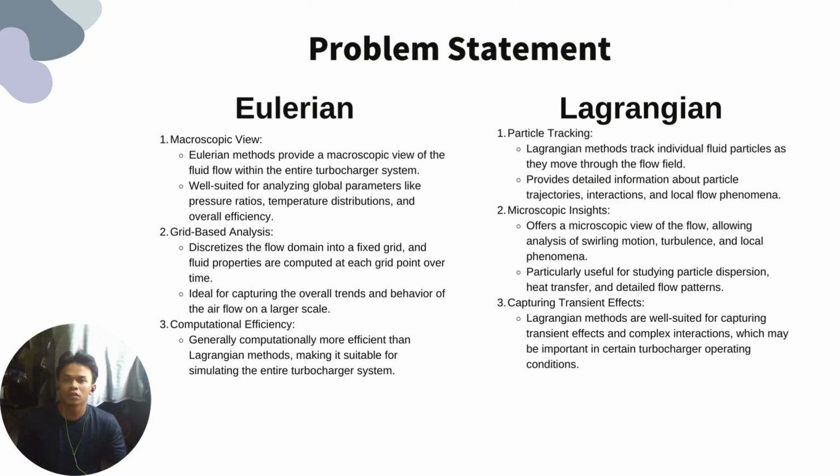For the combined approach, for hybrid simulation, it combines Euler for global aspects and Lagrangian for local details. And comprehensive understanding, it achieves a balance between global performance and local effect. For consideration, computational cost, Euler is more efficient and Lagrangian can be computationally intensive. For accuracy versus detail, there is a trade-off between accuracy and computational cost. For selection basis, it depends on the analysis goal, level of detail needed, and available computational resources.